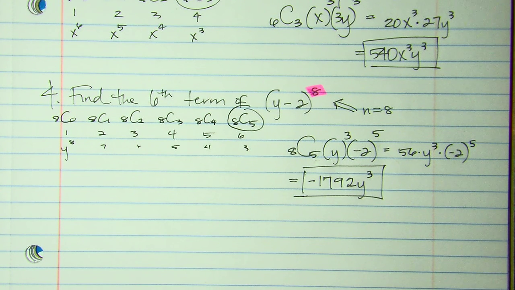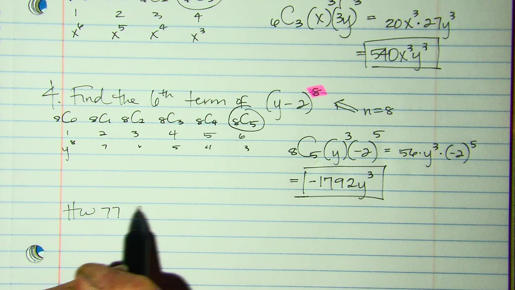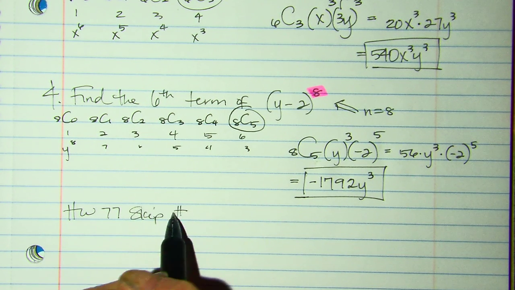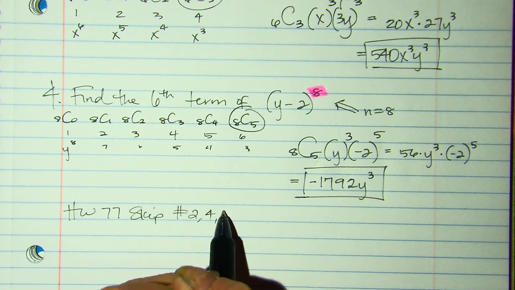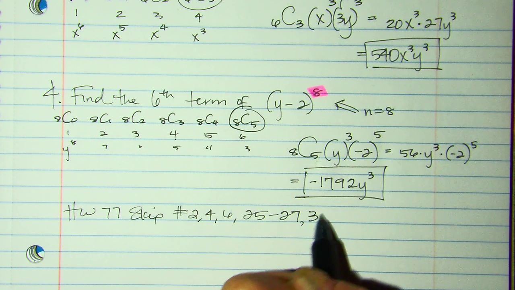And that pretty much covers this section. For homework, you're going to skip numbers 2, 4, 6, 25 through 27, and 30. Thank you.